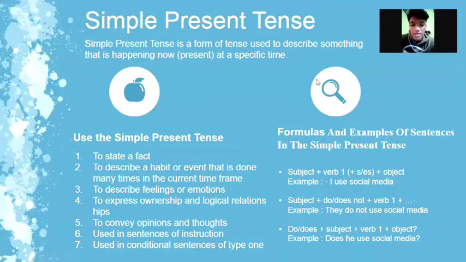Subject plus verb 1 plus object. Example, I use social media. 2, subject plus do or does not plus verb 1. Example, they do not use social media. 3, do or does plus subject plus verb 1 plus object. Example, does he use social media?